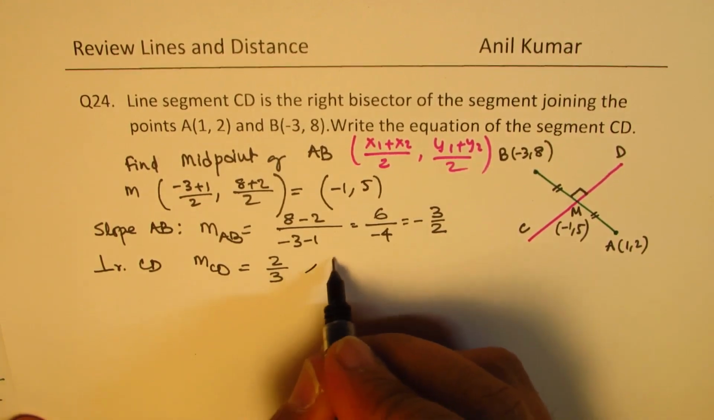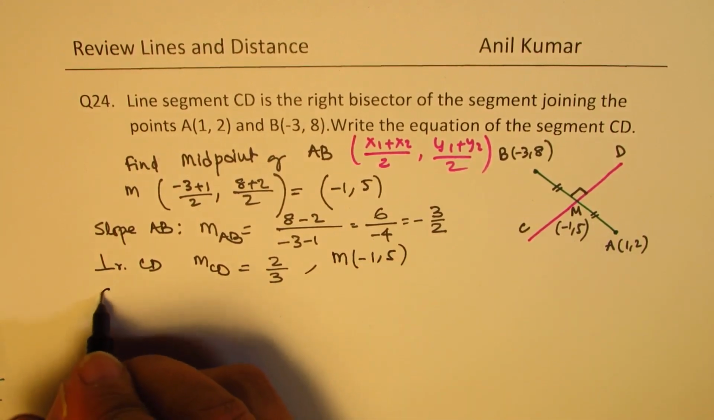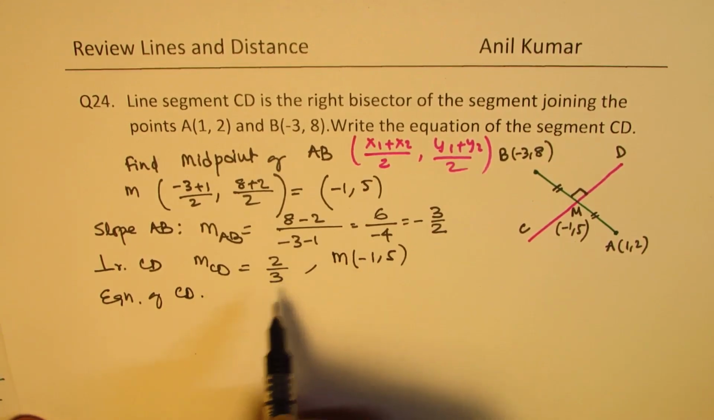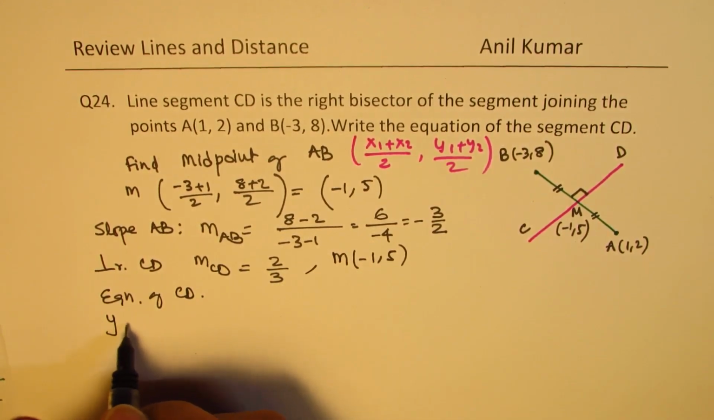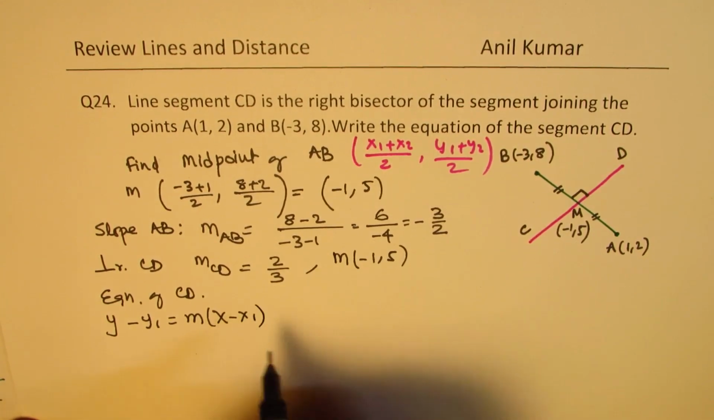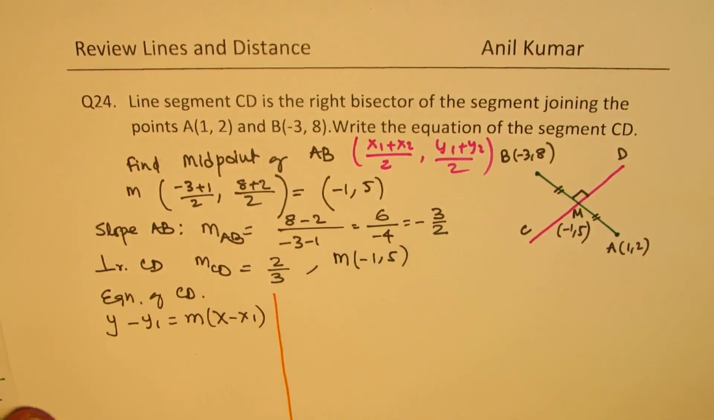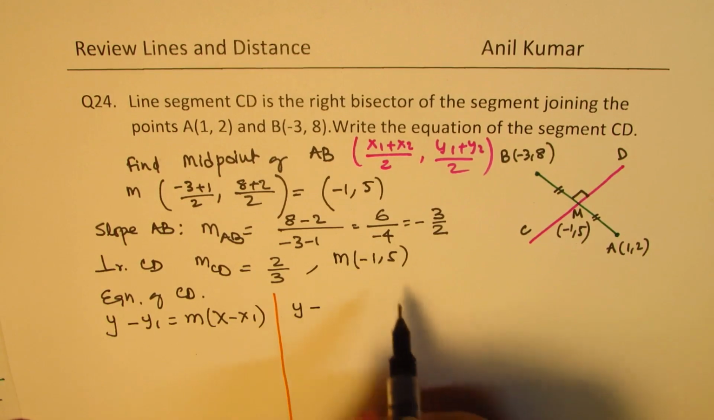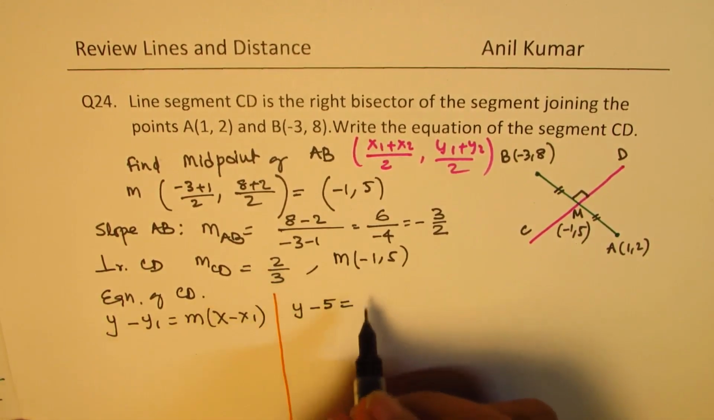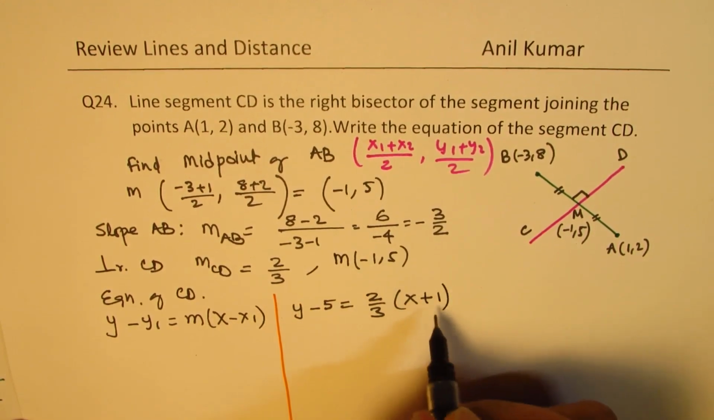Now we know we have a point M, which is minus 1, 5. So now we can write the equation of CD. So we have the slope. We'll use the line y minus y1 equals slope m times x minus x1, correct? So that is the equation which we are going to use. So what we get here is y minus 5 equals the slope, which is 2 over 3, times x minus minus 1 makes it plus.